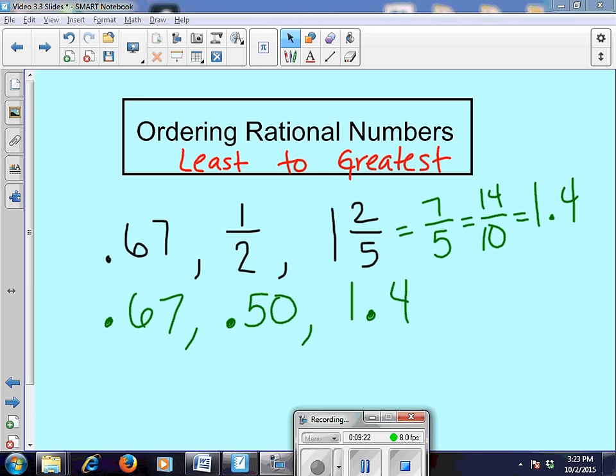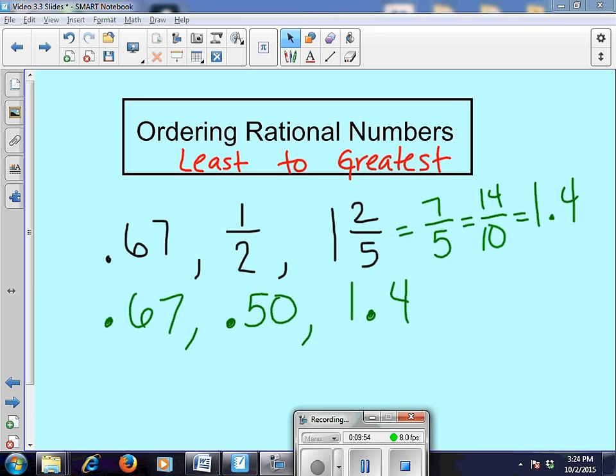Let's see how I decided to rewrite these numbers. I decided to change all my fractions and mixed numbers into decimals. I find that changing fractions to decimals is easier because I can use my knowledge of money when it comes to ordering decimals. So 0.67 or 67 hundredths is also like saying 67 cents. 1/2, I converted into 0.50 or 50 hundredths, which is like saying 50 cents.